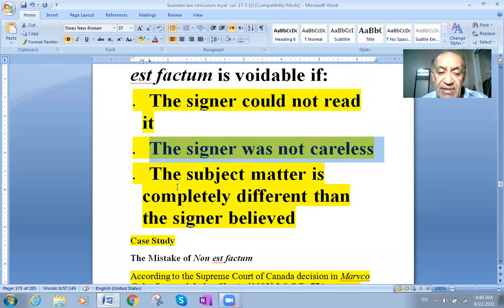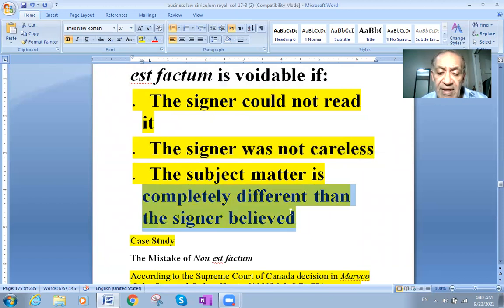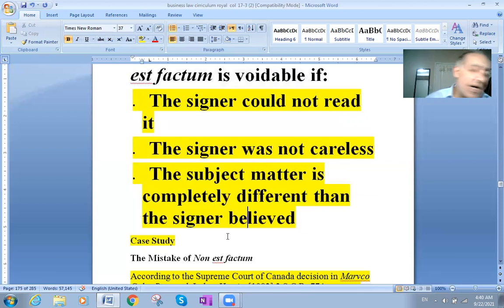The subject matter was completely different from what the signer believed. So the signer signed thinking it was a case of A, while it was a case of B. He signed on the beliefs which he came to comprehend, but this was not the situation. The situation was different from this.